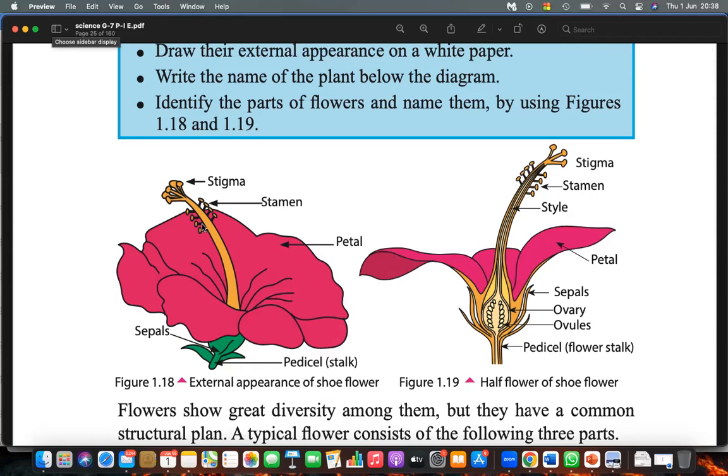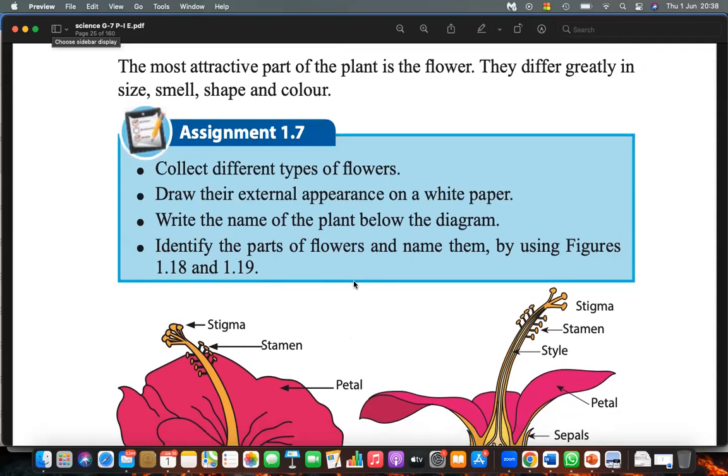Okay. Actually, we discussed in the initial stage, plants can reproduce by two mechanisms. One is called sexual reproduction. The other one is called asexual reproduction.